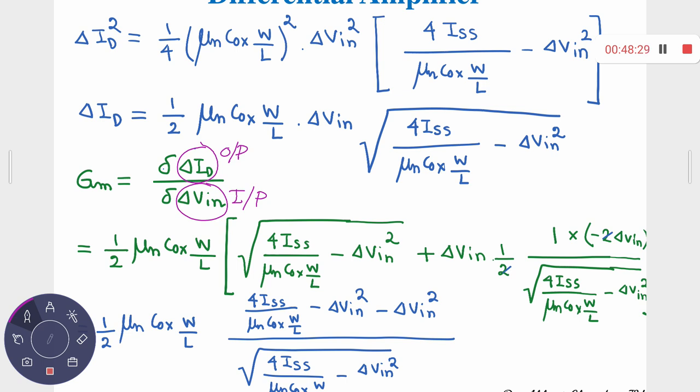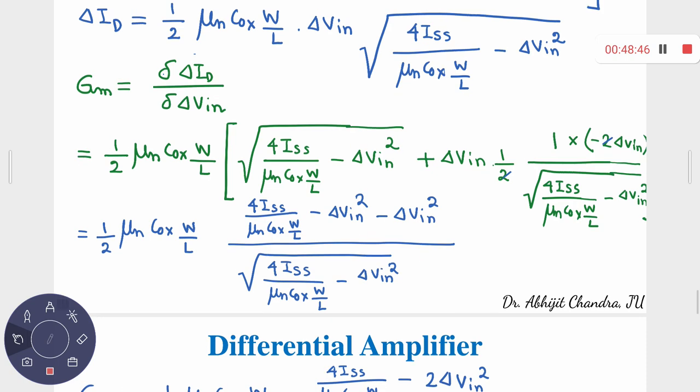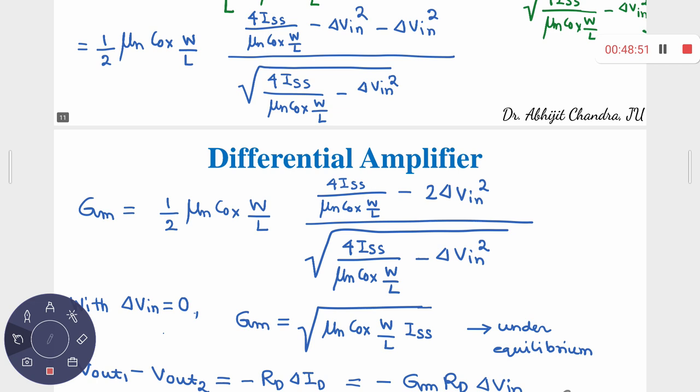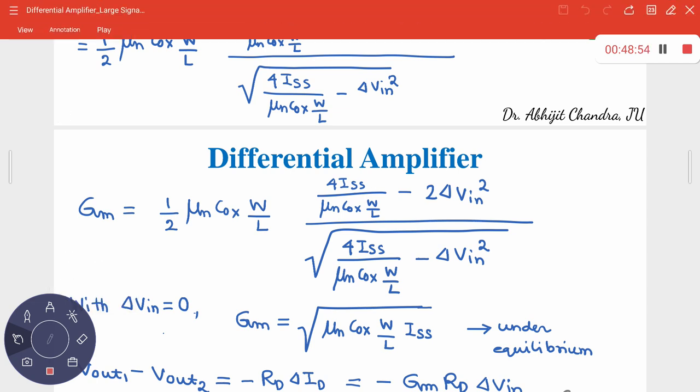So how to get this delta ID? I have already got this expression for delta ID. Delta ID is equal to some constant into delta V in, multiplied with the square root of 4ISS by some constant minus delta V in square. So if you now differentiate this with respect to delta V in, then ultimately you are getting this expression. GM is equal to half mu n C ox W over L multiplied with (4ISS by mu n C ox W over L minus twice delta V in square) divided by this entire thing.